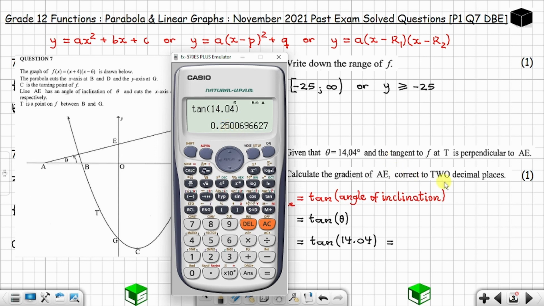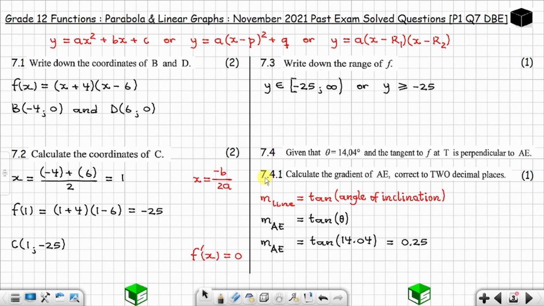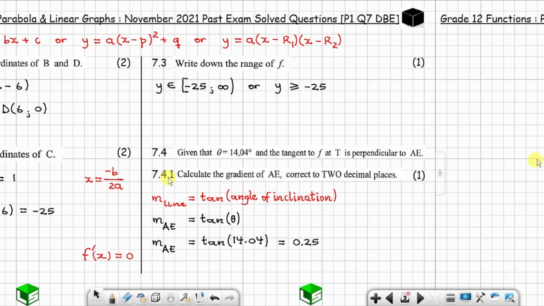So to 2 decimal places, okay? So 0,25, okay? So this is the gradient of this line, okay? So now let's move on to the next slide and let's do the next question, which is 7.4.2.